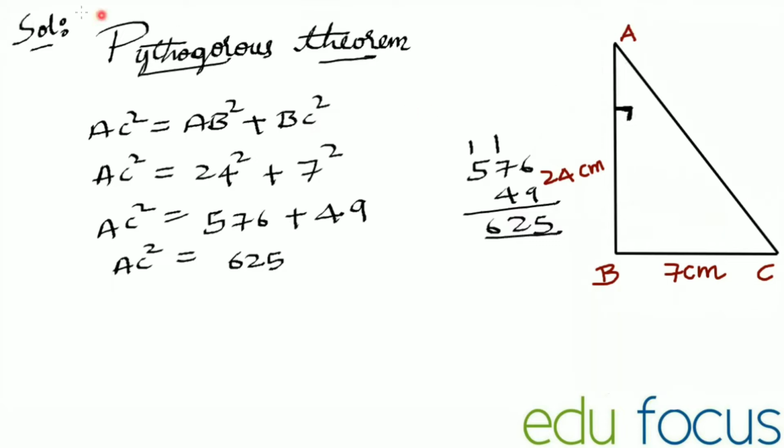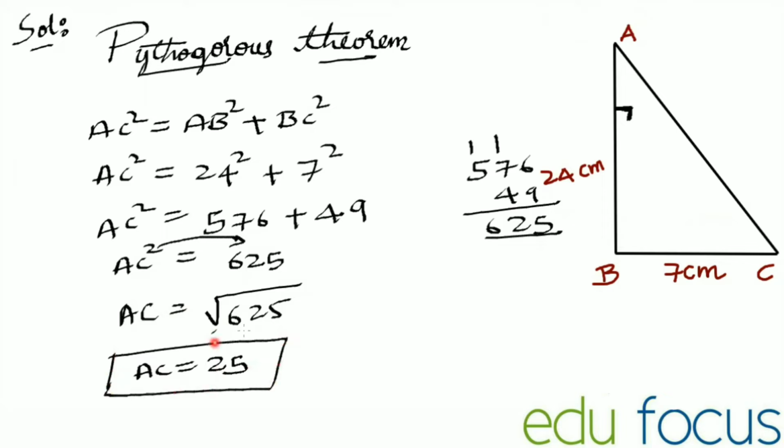Now, let us find AC. AC square is 625. If I send this square over, it becomes square root of 625. So AC is equal to square root of 625, which is 25. So we got AC to be 25 centimeter, and this is 90 degree.